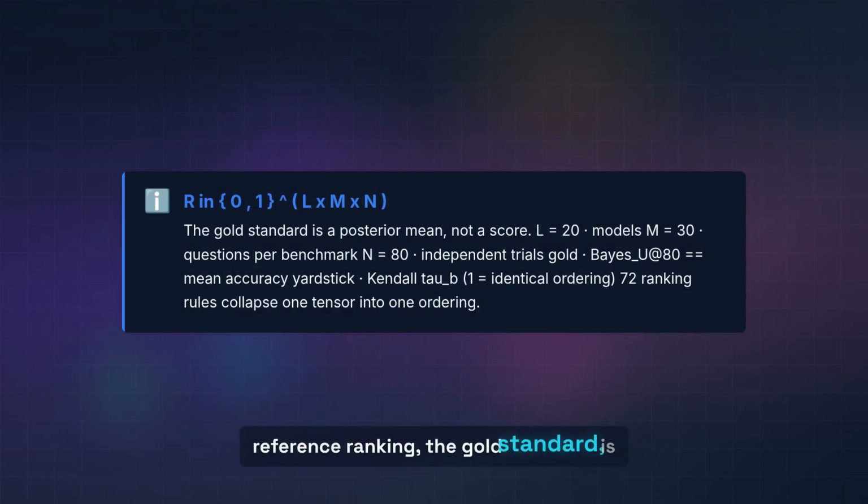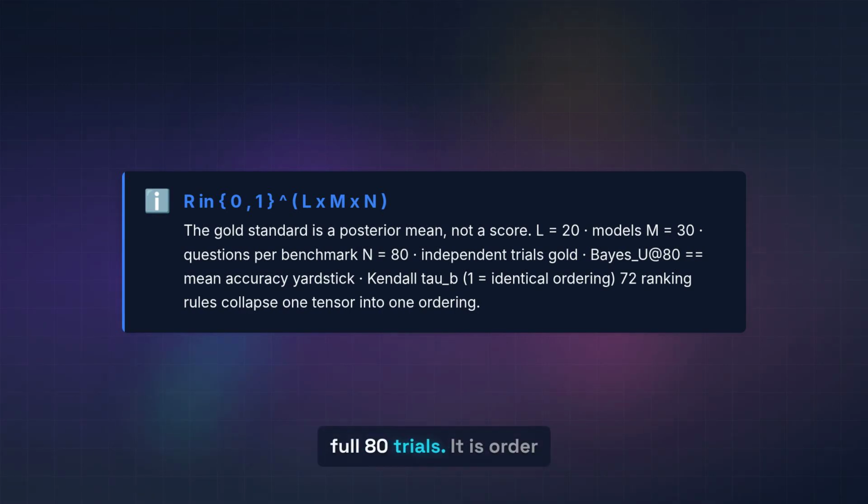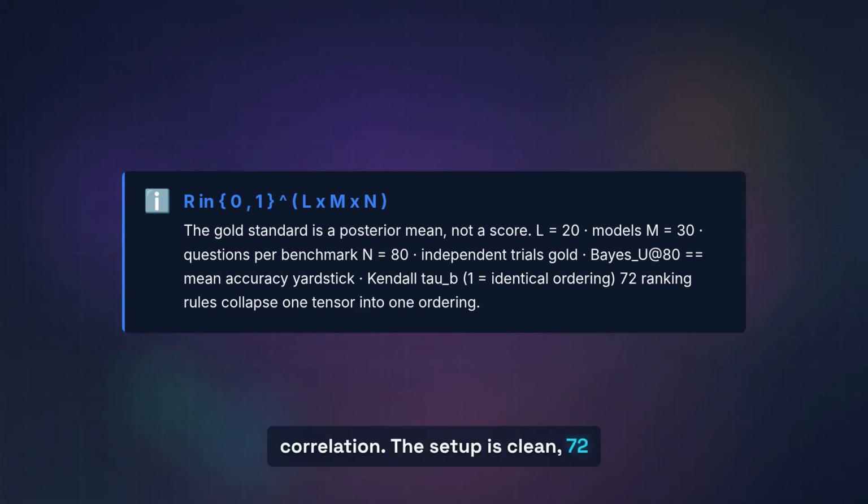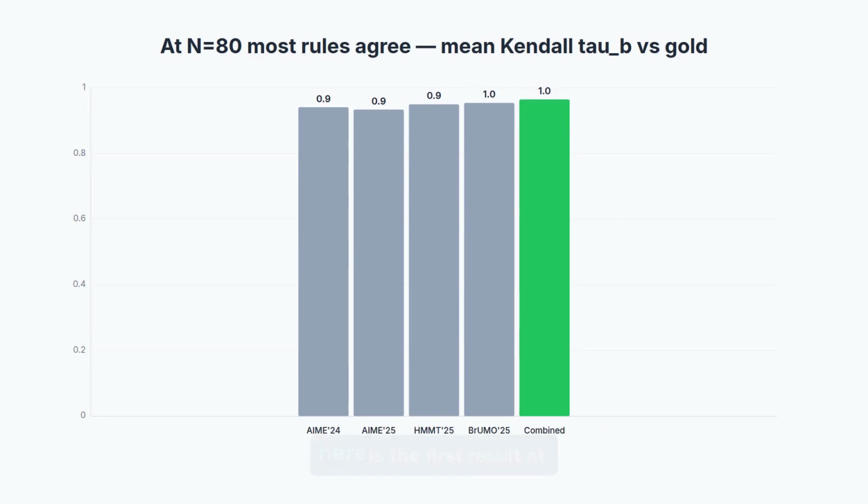The reference ranking, the gold standard, is the Bayesian posterior mean estimator with a uniform prior evaluated at the full 80 trials. It is order equivalent to mean accuracy. Then every other method gets measured by how well its full trial ranking agrees with that gold standard, using Kendall's tau. Tau of 1 means identical ordering. Tau of 0 means no correlation. The setup is clean: 72 methods, 1 tensor, 1 yardstick. And here is the first result.